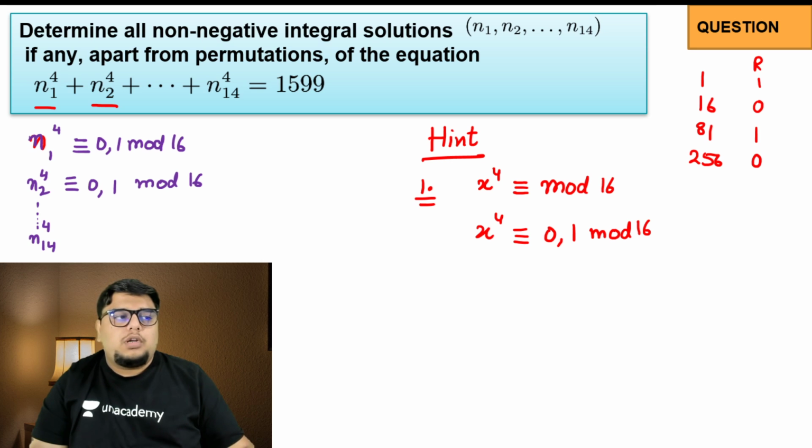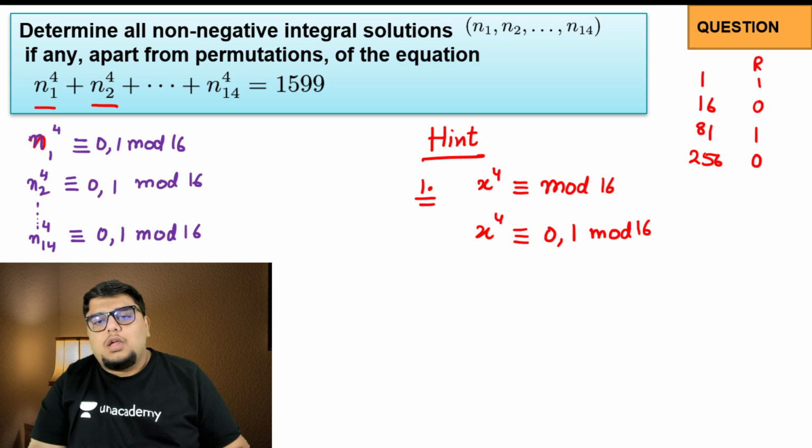I will keep doing that for all the numbers. For n14 to the power 4, again, when I take a congruence with this, the remainder could be either 0 or 1 mod 16. Now, when I add all these congruences, what are the possible remainders that I can get?